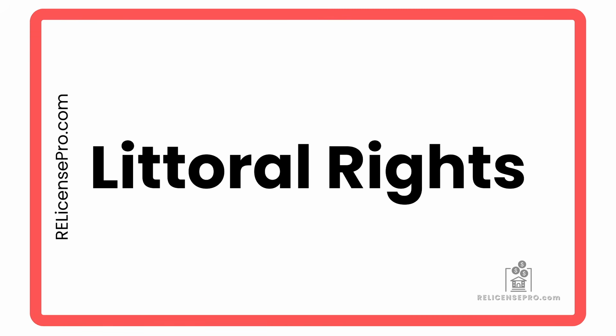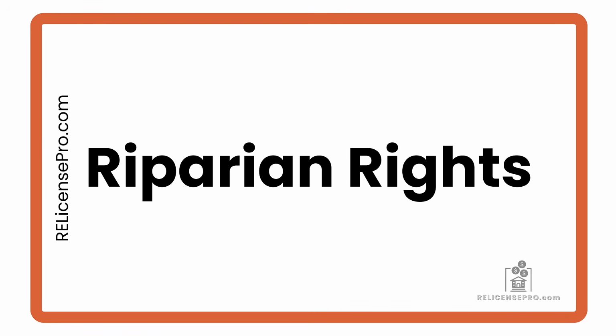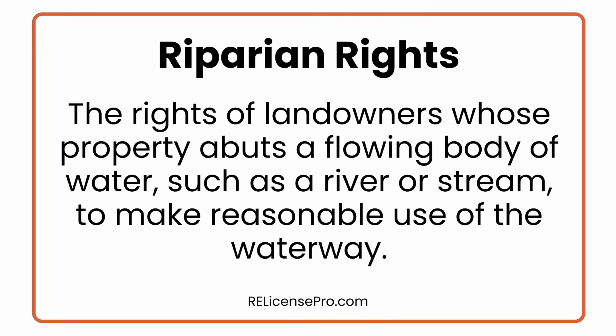Littoral rights. Littoral rights allow a property owner to use static or non-running bodies of water, such as an ocean or bay, that abuts their property. Riparian rights. Riparian rights are the rights of landowners whose property abuts a flowing body of water, such as a river or stream, to make reasonable use of the waterway.